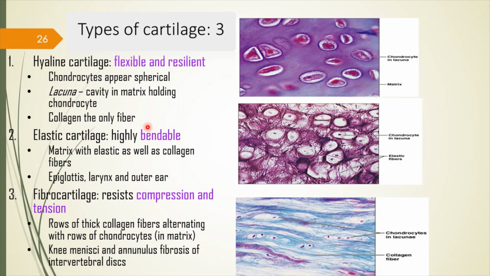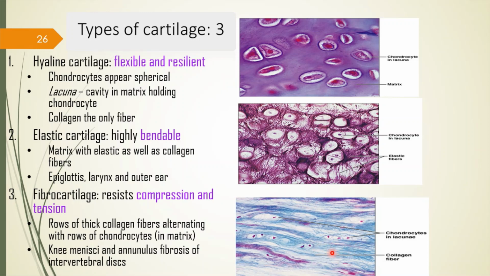Type 2. Elastic cartilage is highly bendable. The matrix is filled with a lot of elastic fibers as well as collagen. It is found in the epiglottis, the larynx, and the outer ear. Fibrocartilage resists compression and tension. So the lacunae here, as you can see, are found embedded in collagen fibers, dense connective tissue.